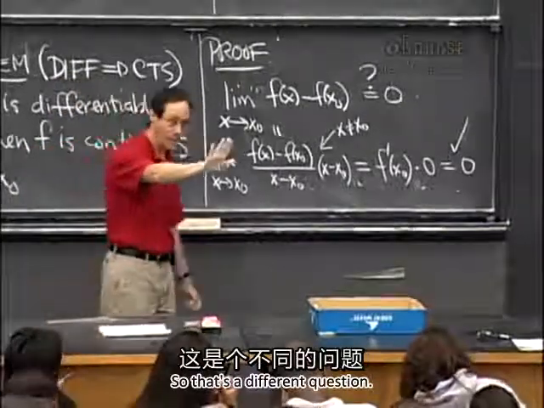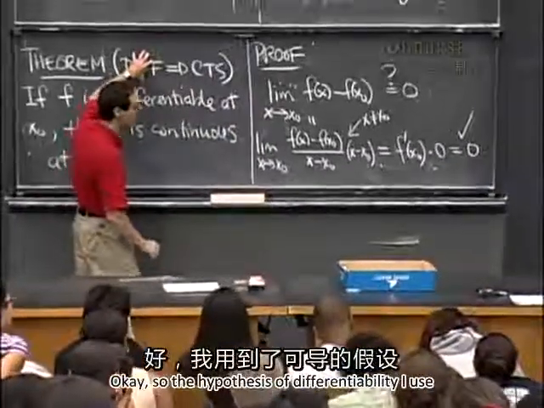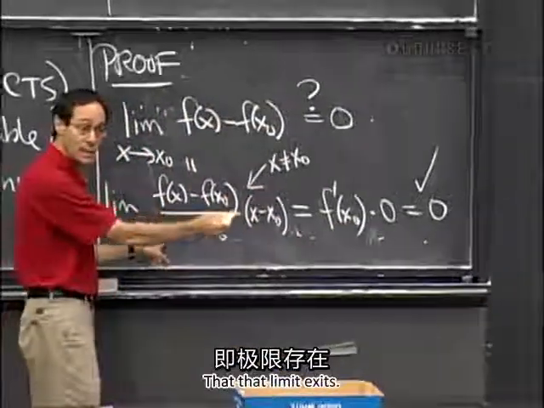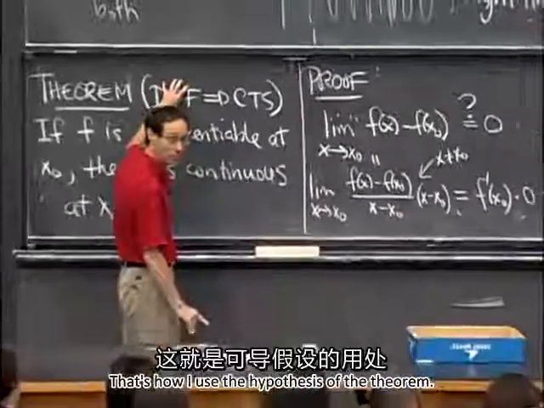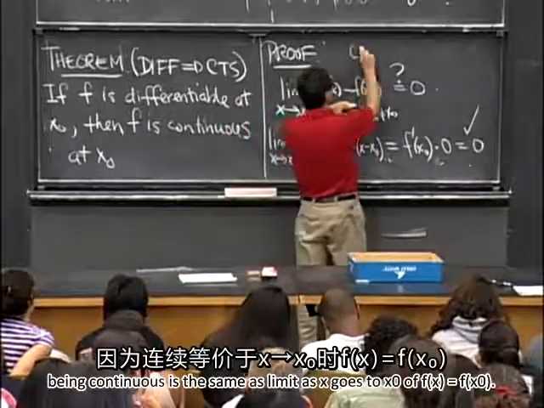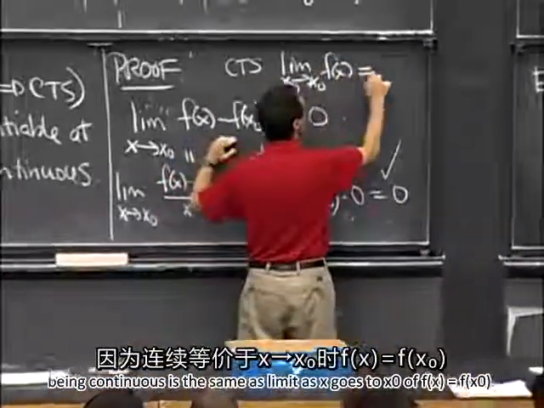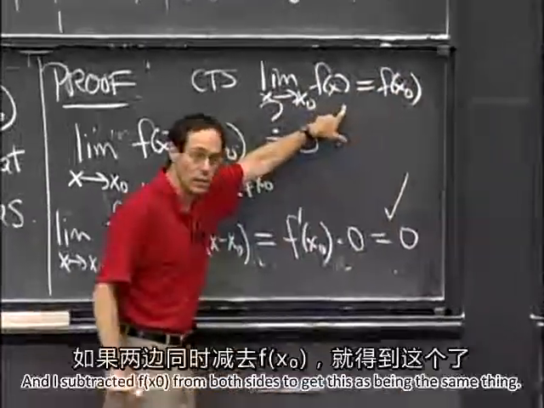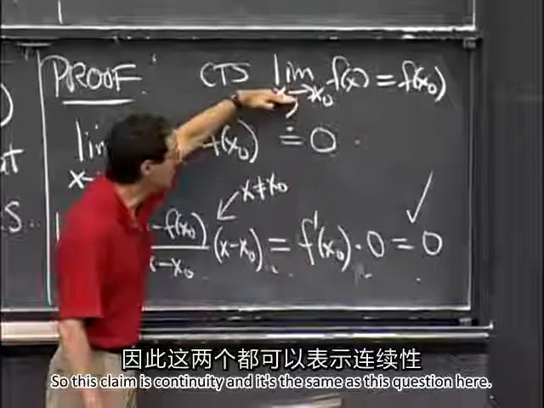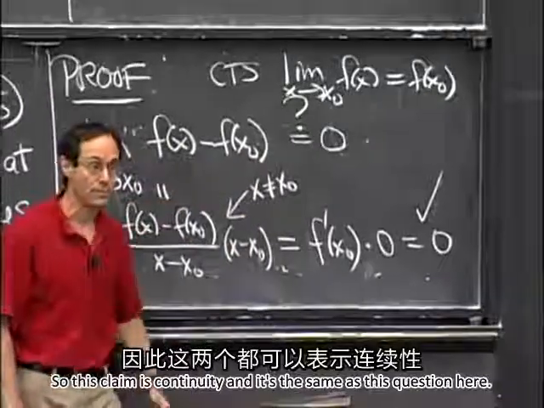So that's a different question. The hypothesis of differentiability I use because this limit is equal to this number, that limit exists. That's how I use the hypothesis of the theorem. The conclusion of the theorem is the same as this because being continuous is the same as the limit as x goes to x0 of f of x being equal to f of x0. That's the definition of continuity. And I subtracted f of x0 from both sides to get this as being the same thing. So this claim is continuity, and it's the same as this issue here.